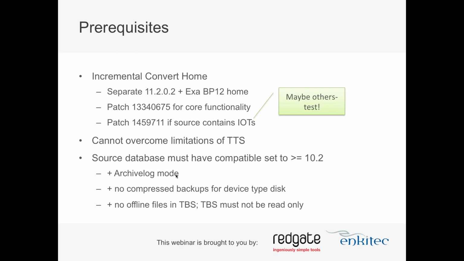Then the source database needs to have the compatible parameter set to greater than or equal to 10.2, and it must be in archive log mode. I would be very surprised if the source database wasn't, but it's explicitly stated again. You should not have your backups set to compressed backups for device type disk, and you must not have offline files in the tablespaces that you want to migrate using this technology, and the tablespaces must not be read-only.